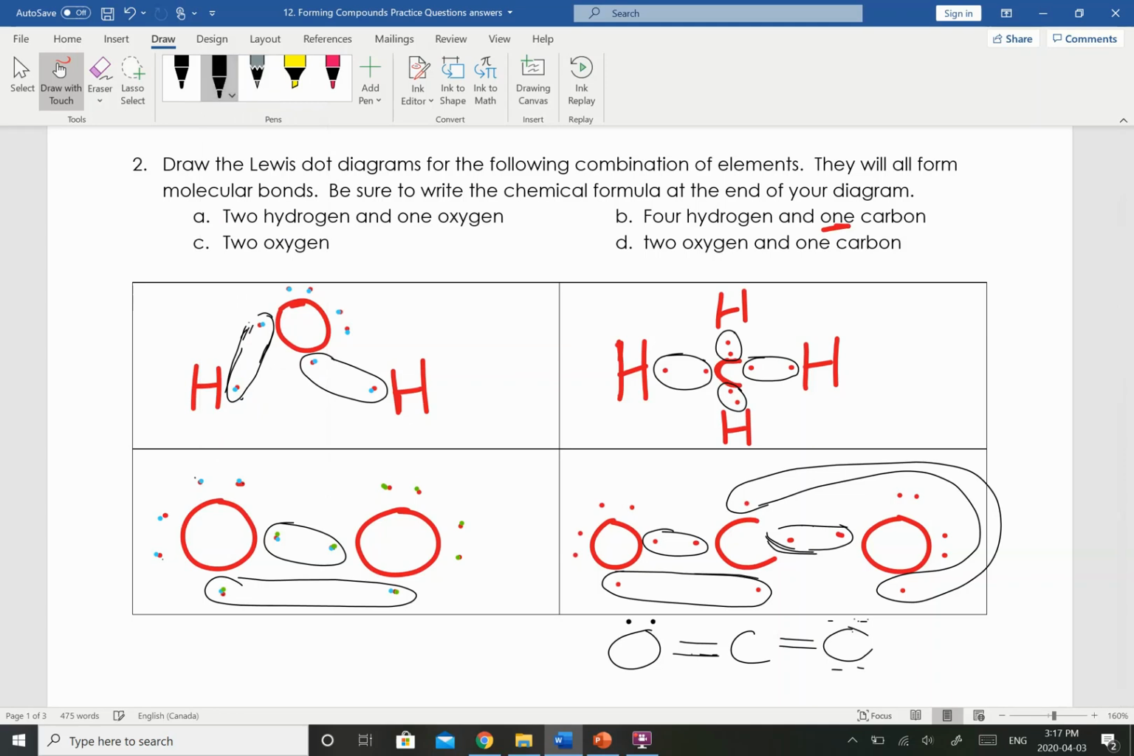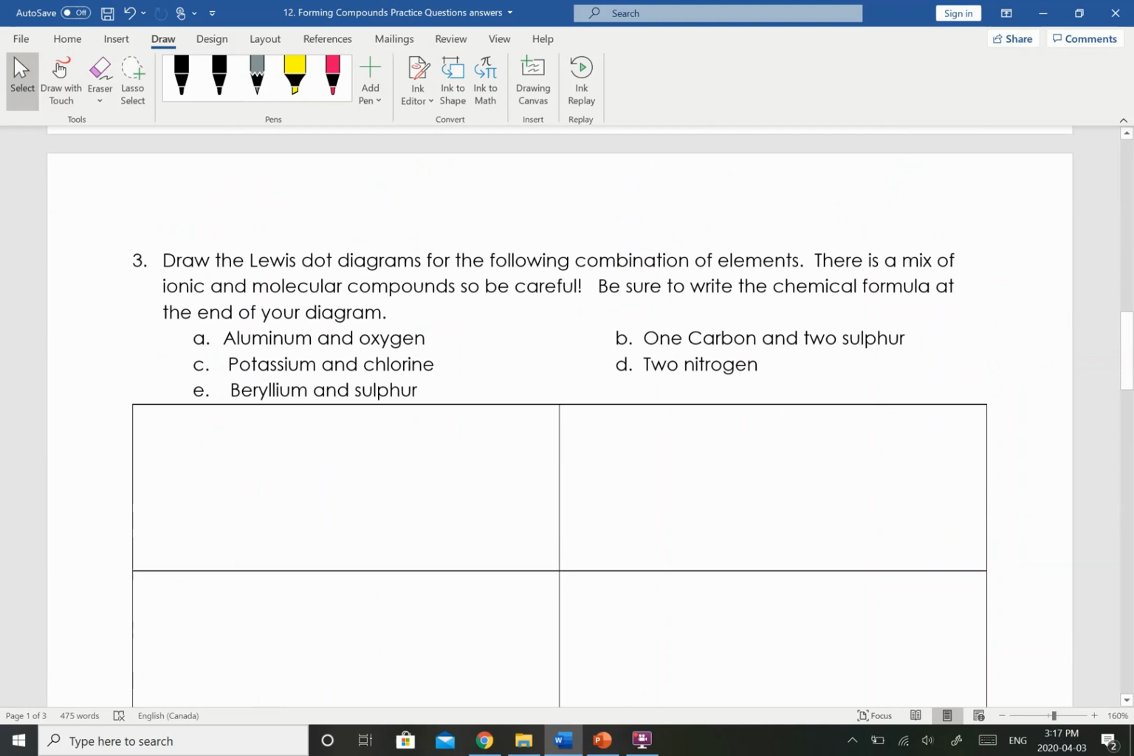With its lone pairs around it, so we should have 4 electrons around the outside. And that's what that would look like. All right, so moving on to the next one.